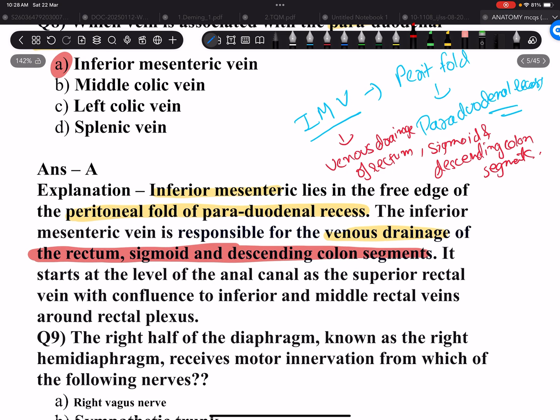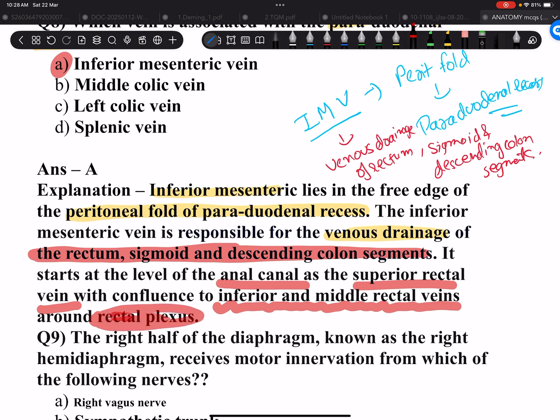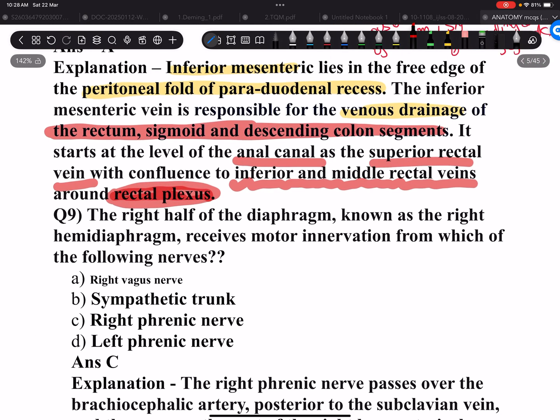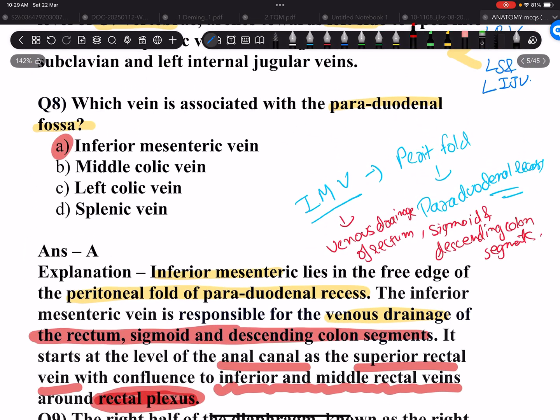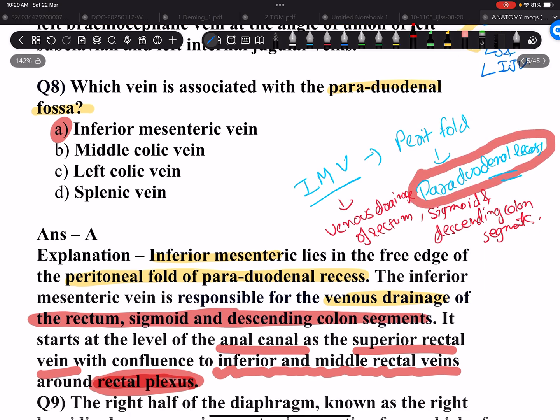Now what happened? It starts at the level of the anal canal as the superior rectal vein with confluence of inferior and middle rectal veins around the rectal plexus. Okay. Now the ninth question. You remember this, right? Paraduodenal fossa is the inferior mesenteric vein. Paraduodenal recess. Here I have given you the explanation.